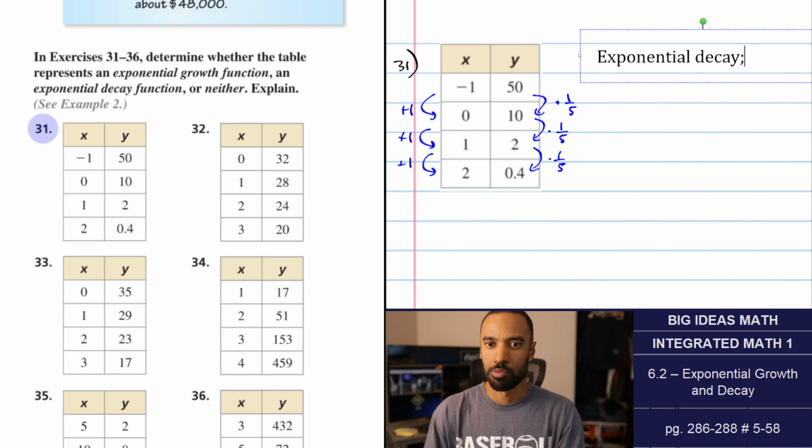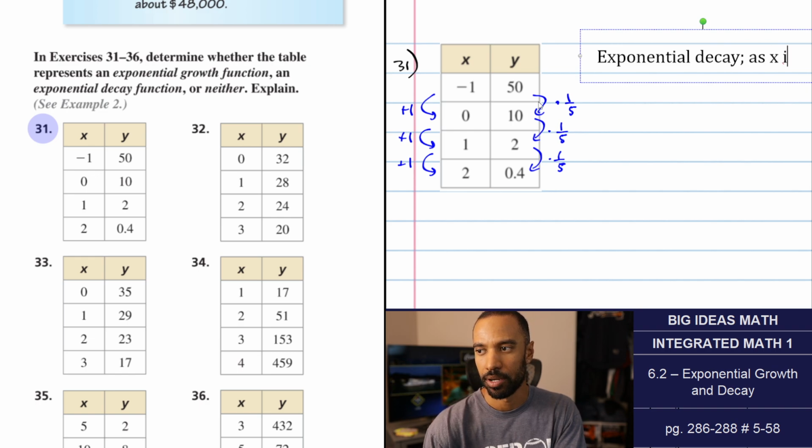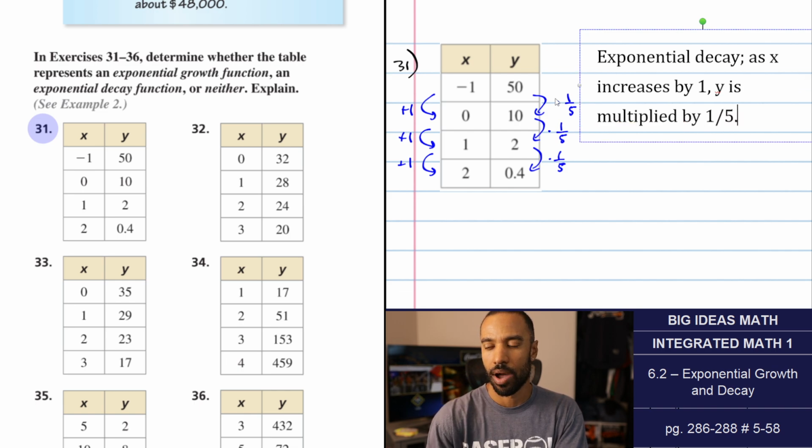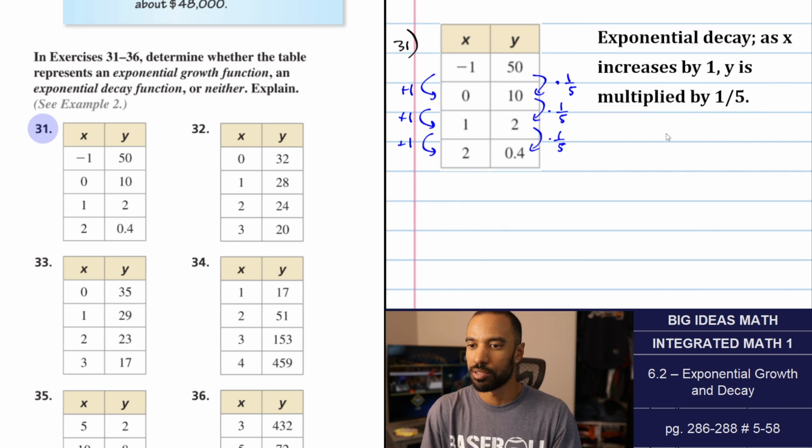Y is multiplied by 1/5 as x increases by 1. Y is multiplied by 1/5. So I can get as direct as that when mentioning those. And get ready for the next one.